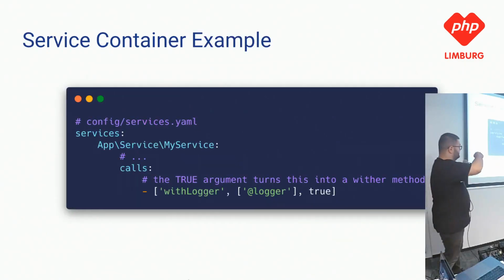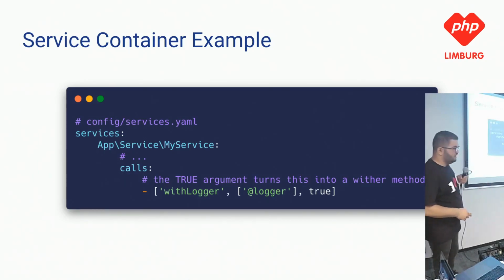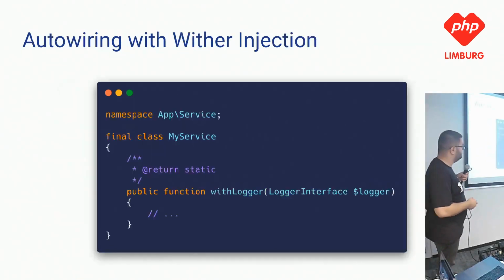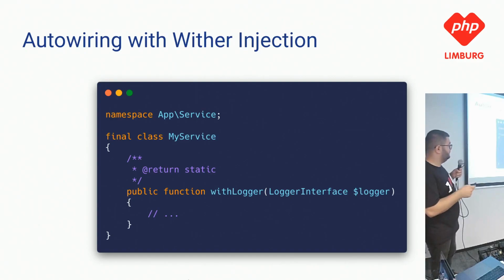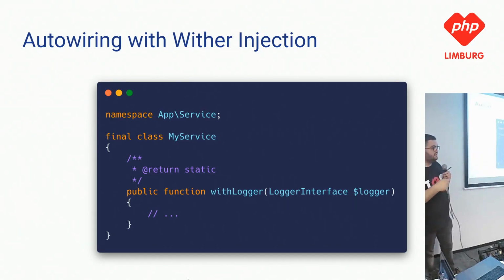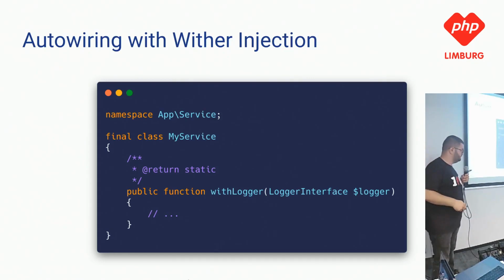It looks like this in the service container definition. The only difference between the setter injection and the wither injection is providing a third argument, which is true. But the most interesting thing with this way of injecting is that you can autowire this. And the only thing you have to specify is this @required annotation. And Symfony will recognize it and inject it automatically.